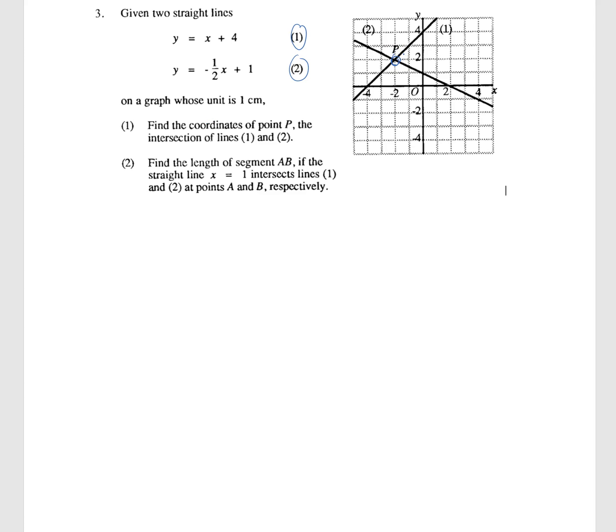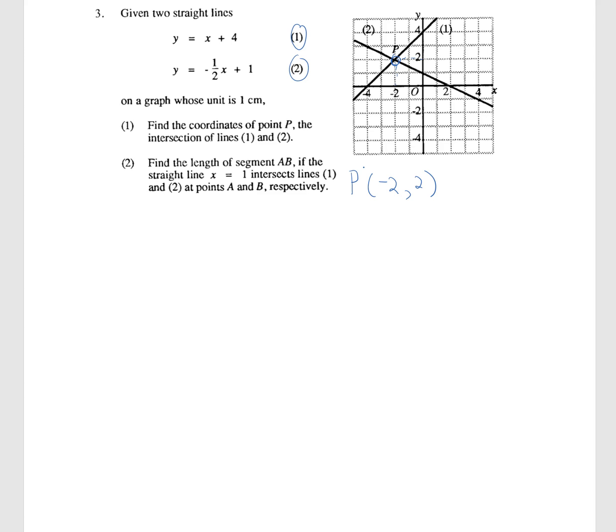One way to approach this problem is to look at point P and figure out what the coordinates are from the graph. So we can see here that we're at x equals -2, y equals +2 for point P. But since that's just from looking at the graph, sometimes you could think that a point lies exactly at 2, but it's really a little bit off.